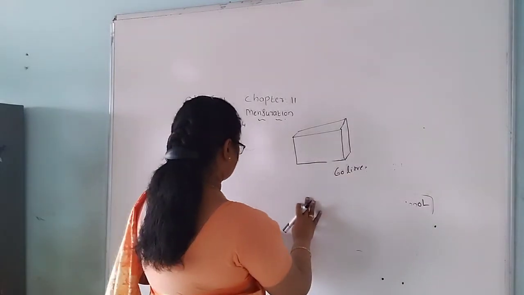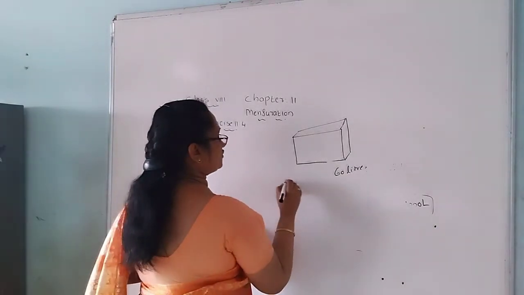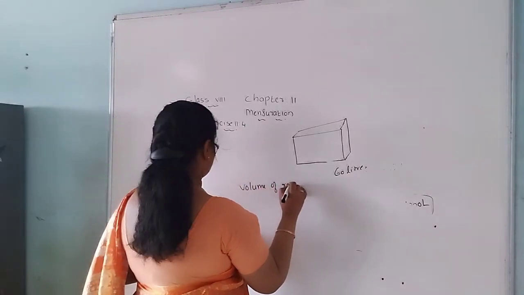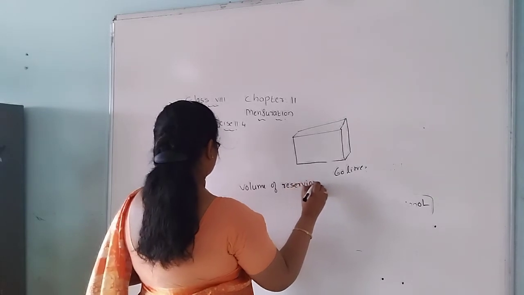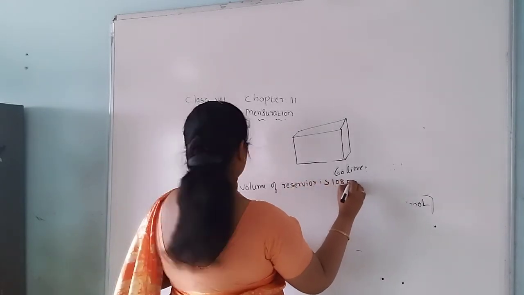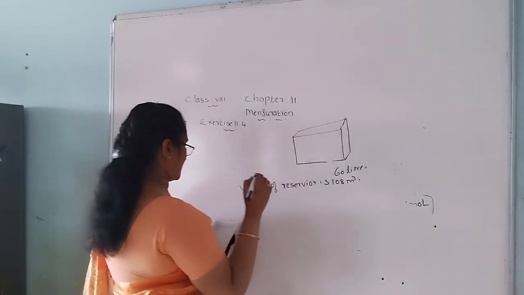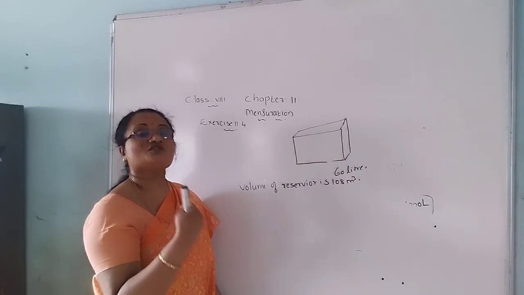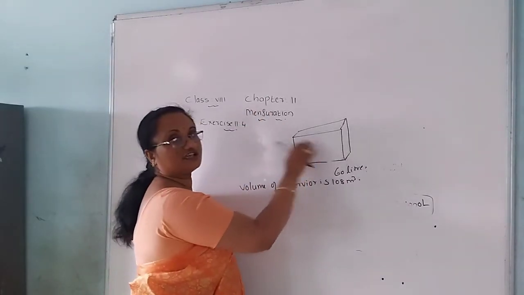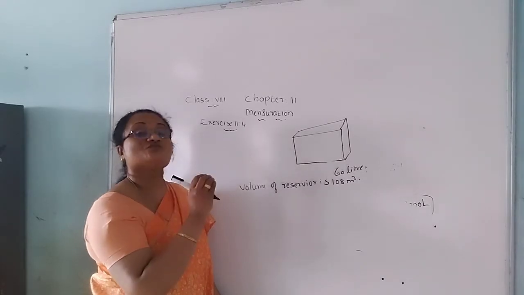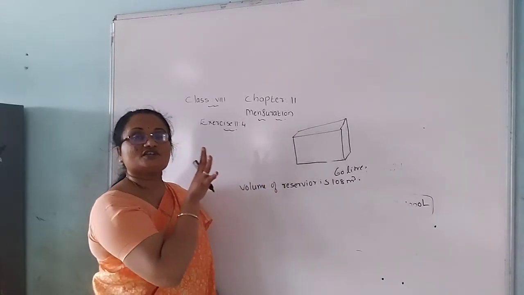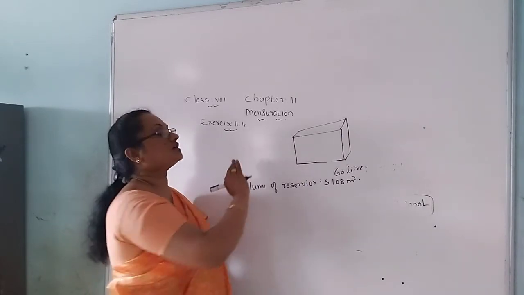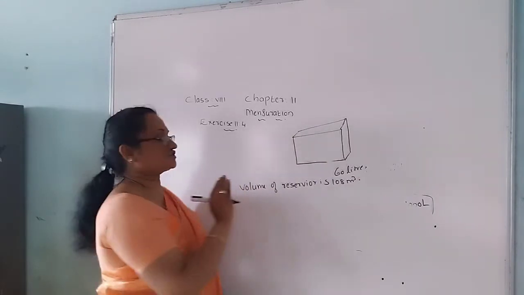The question asks, and the volume of the reservoir is also given. The volume of the reservoir, that is the water tank, is given as 108 meter cube. What are they asking? They are asking how much time is required for filling this water tank. How much time is required for this big water tank? How many hours are required for fully filling the water? So what do we want to do?